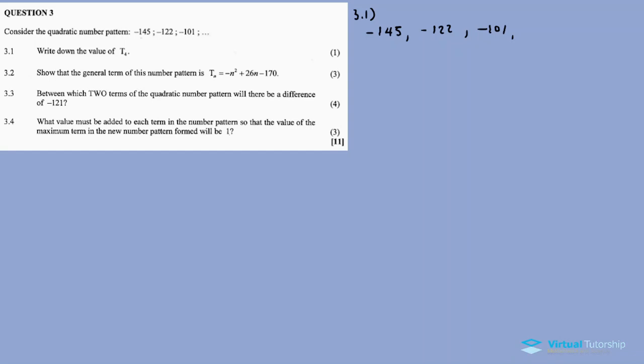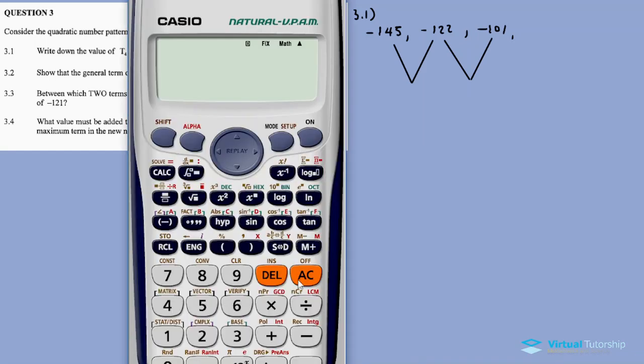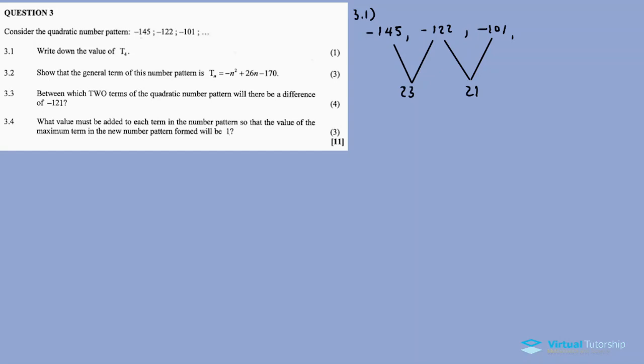Since it's a quadratic number pattern, sibanani in a second common difference. So the first common difference, as we calculate, is -122 minus -145, equal to 23. And then the next one is -101 minus -122. Answer is 21. So it's 23 and 21. And then the second common difference here is 21 minus 23, it's -2.